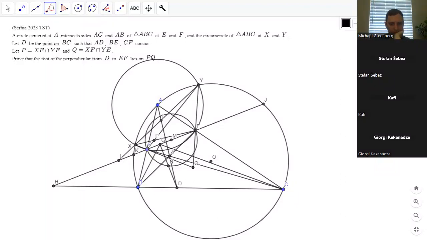Well, so PQ is the polar of I with respect to this circle. But then if you look at this circle, yeah, they would have to be true. Yeah.